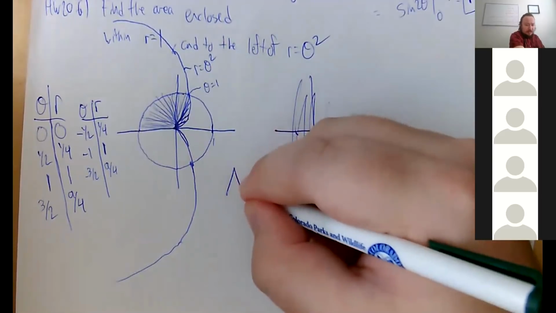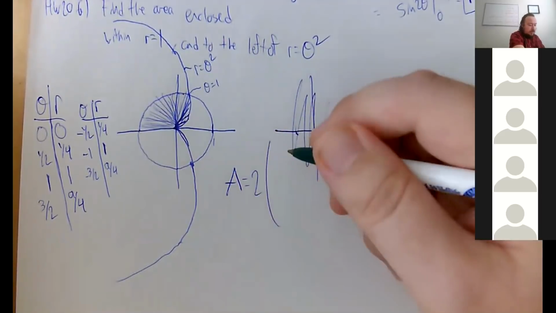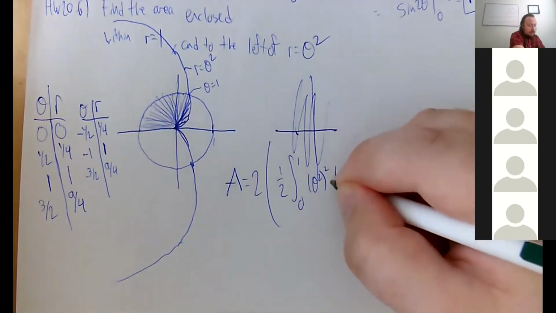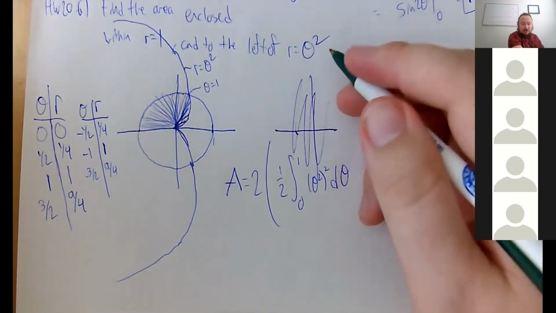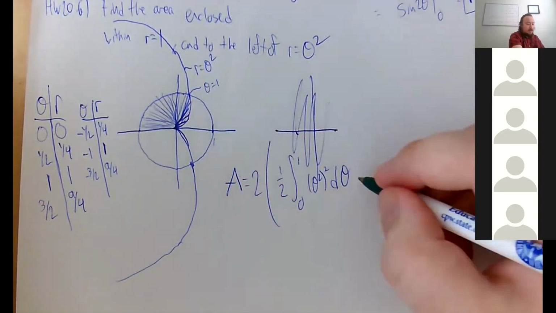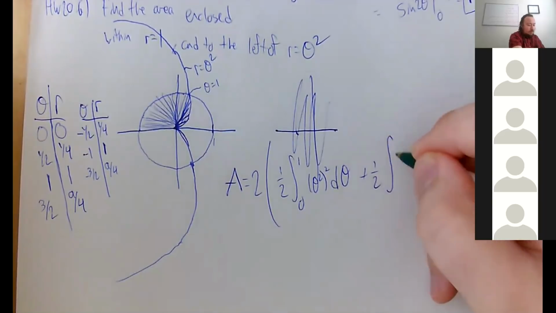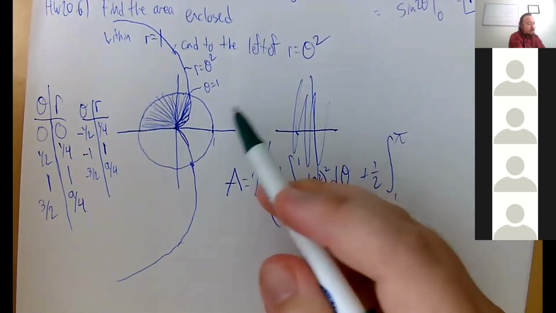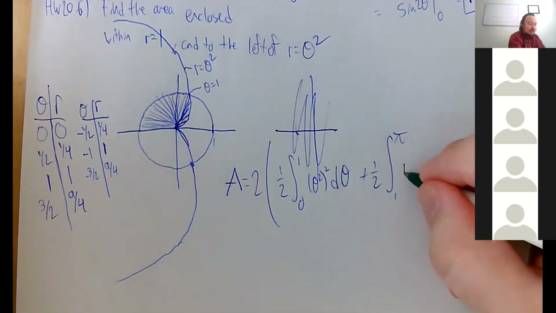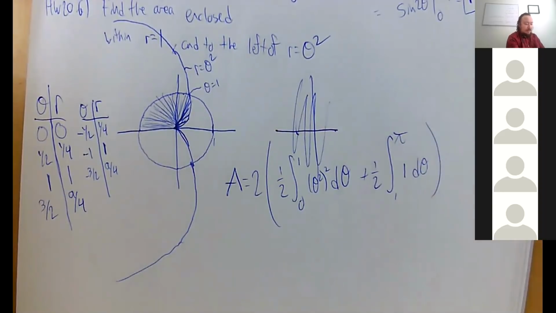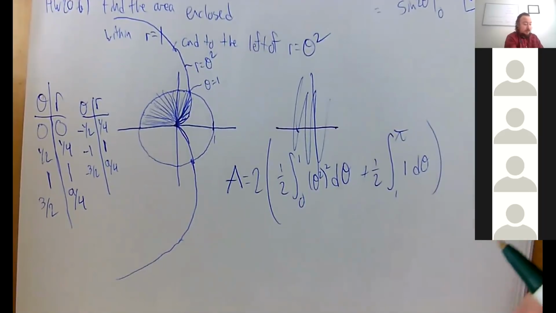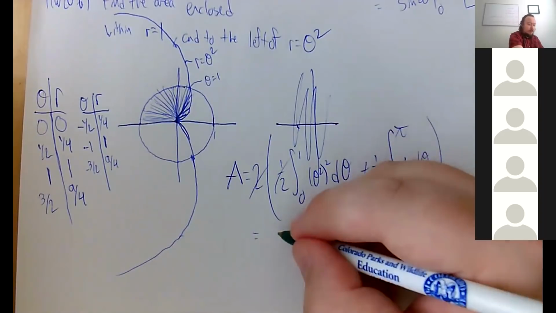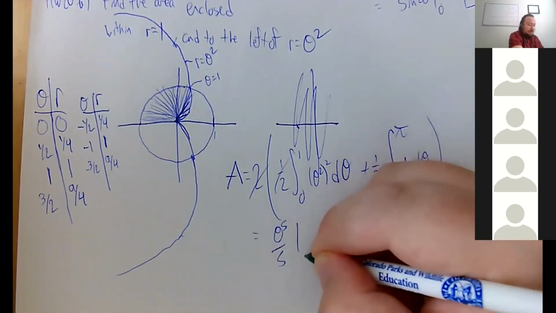So my formula is going to look like this. My area will be 2 times the following: 1/2 the integral from 0 to 1 of theta squared, squared, because remember, this isn't r squared this time. This is going to get me this little divot right here. And then I have 1/2 times the integral from 1 to pi, and r squared will just be 1, so I have 1 d theta. Thankfully, these are two very easy integrals to do. The 2 will cancel with these 1/2s. This is a theta to the 4th, so if I use the power rule, I have theta to the 5th over 5.